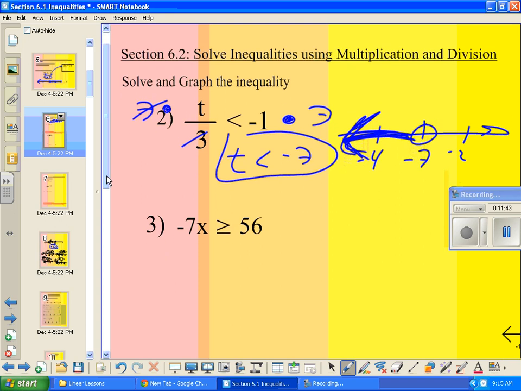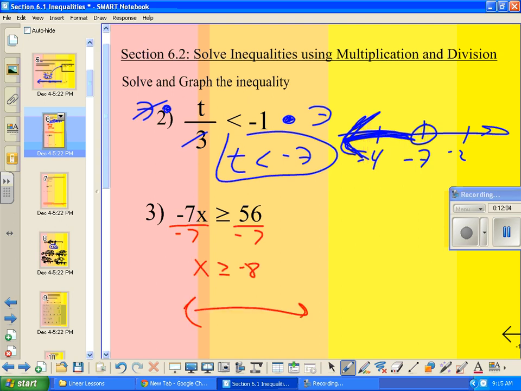No problems there. Number 3 here though, this is the one thing we have to watch out for with inequalities that happens in a problem like this. It says -7x is greater than or equal to 56. Well, to solve this one, just like solving an equation, I would divide both sides by -7. When I do that, I get x is greater than or equal to -8.